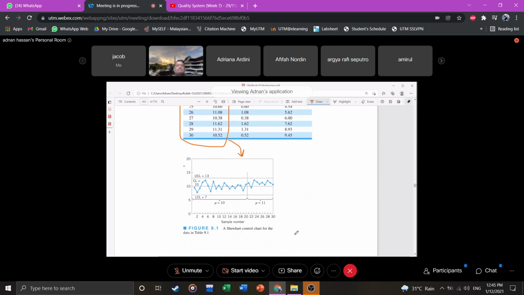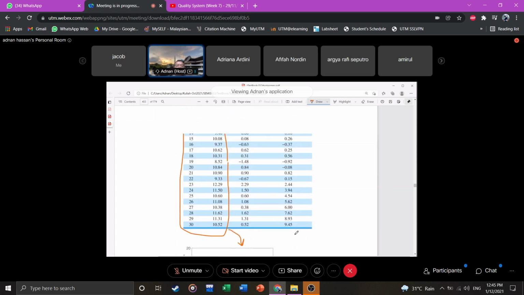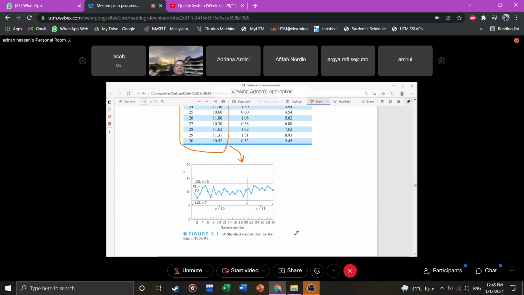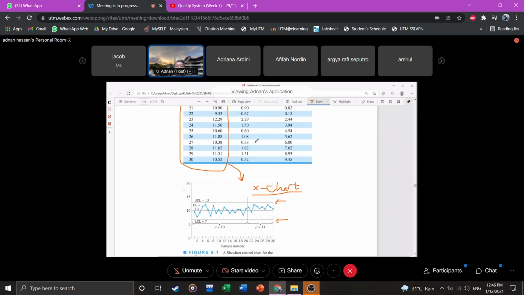This is a Shewhart control chart for individual values. This is basically an S chart. We see in this chart all the process points are in control, within control limits. But actually, what happened to this process? I'm showing this data, 30 data from this table. So what do you observe in this chart?